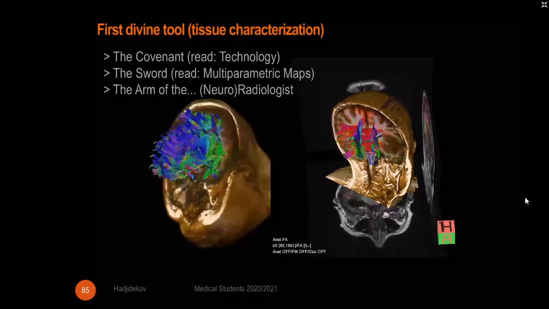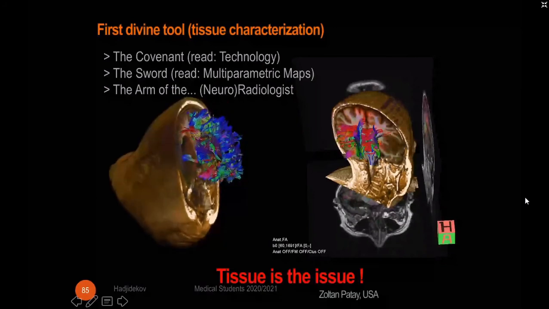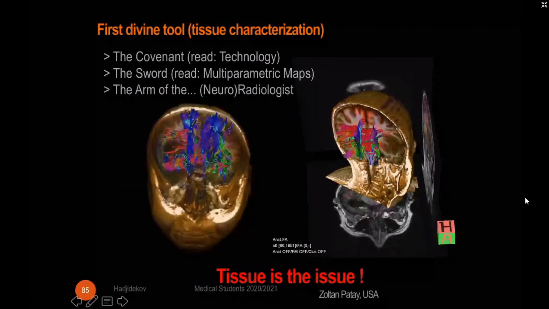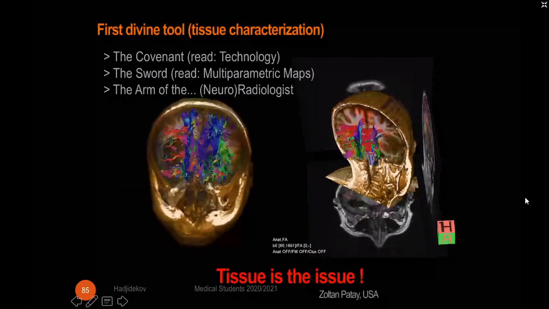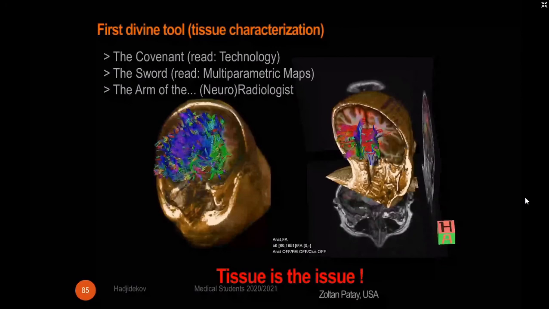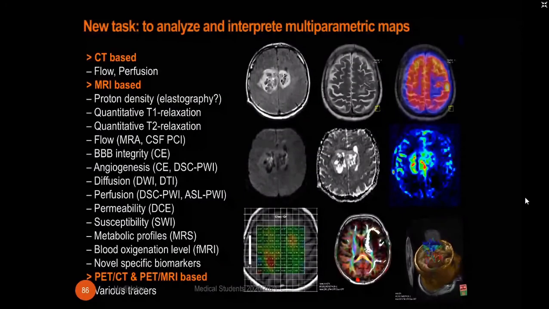And tissue, of course, tissue is the issue. This is a statement by a big celebrity, a neuroradiologist from the United States, that tissue is the issue. What is in fact the tissue characterization? This is the issue or the clue to the diagnosis. And we have another new task in the last years, not only to make a morphological assessment to say whether there is a tumor or not, but we should report so many other additional information. There are a lot of tasks to fulfill.